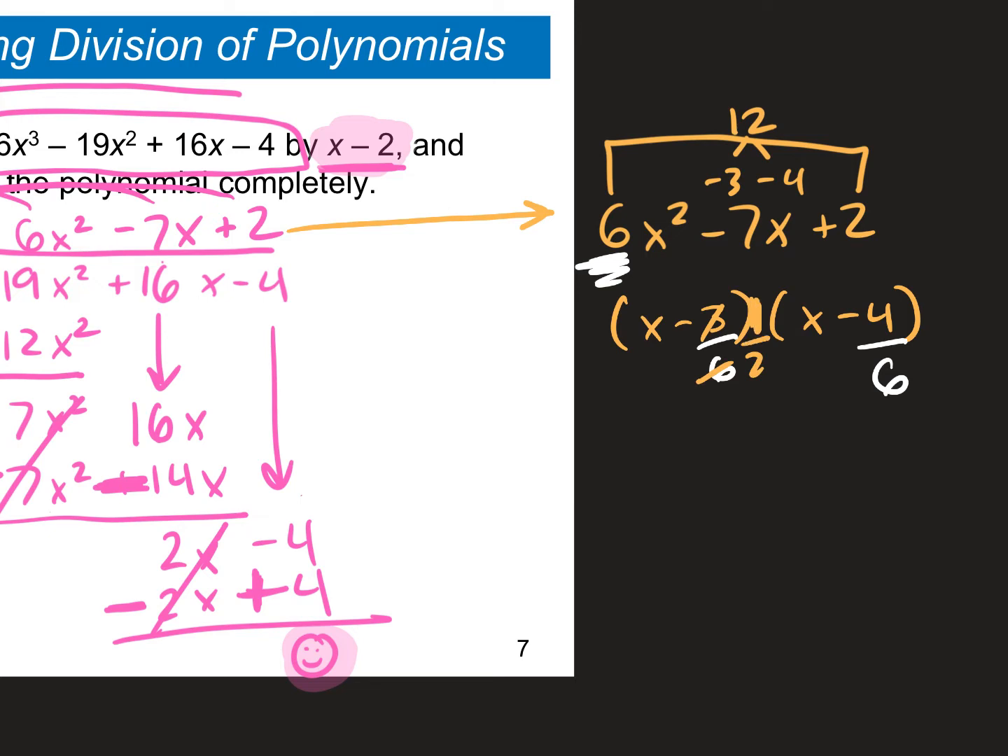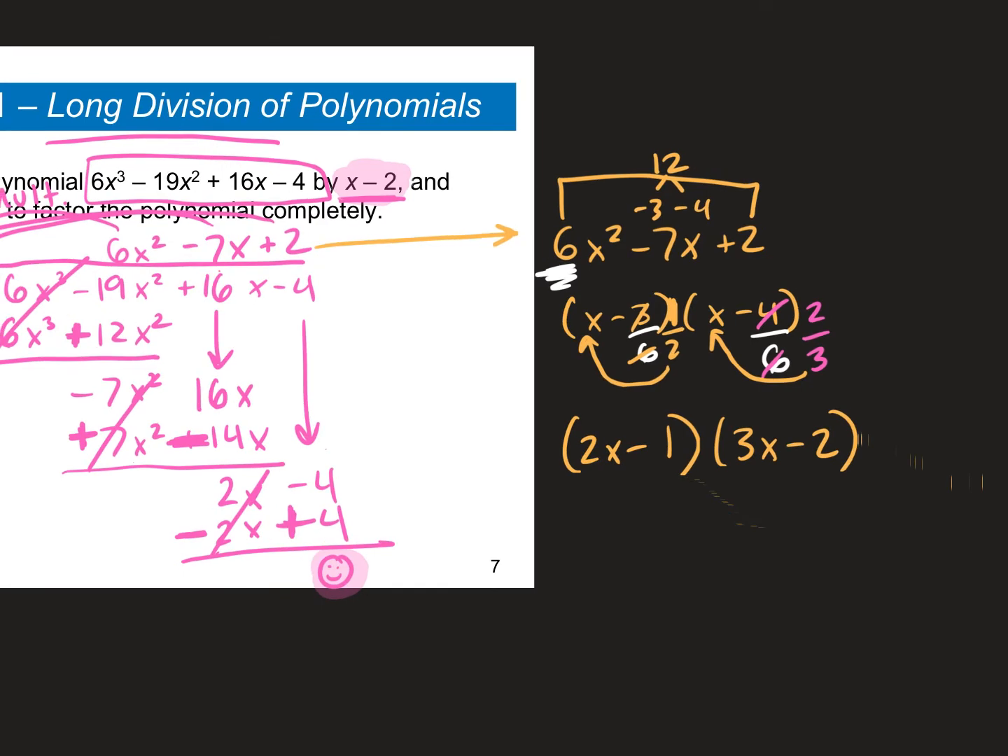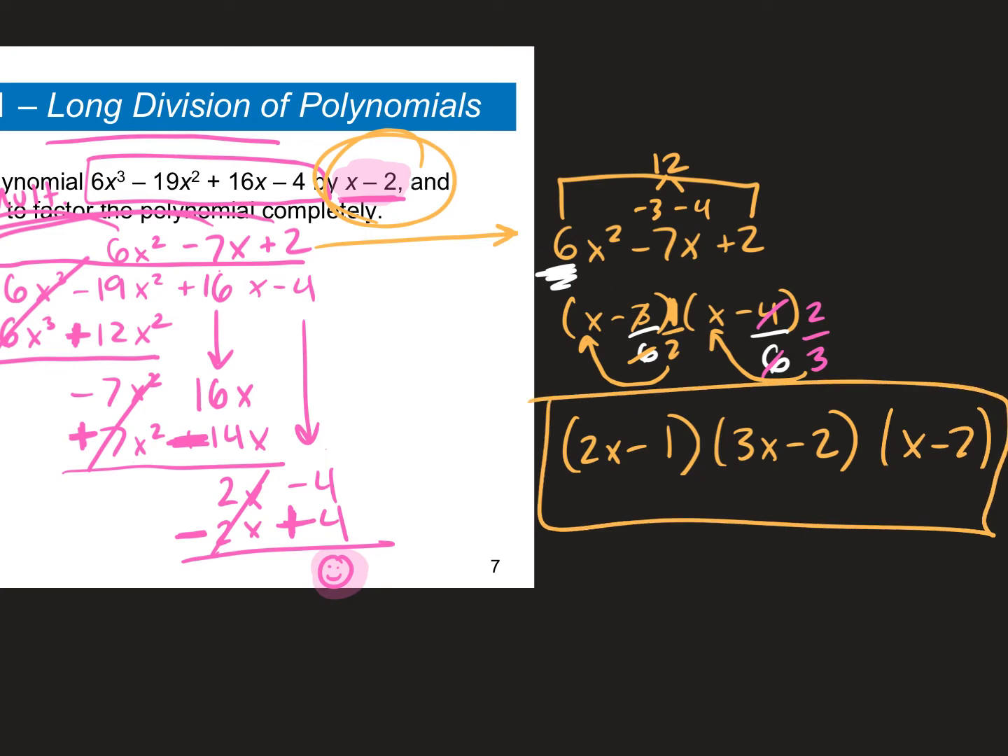And if the denominator still doesn't simplify, what do I do with it? Move it in front of the x. So this is now 2x minus 1. And then same thing with the 4 over 6. I can divide them both by 2 and make it 2 over 3. And what do I do with the denominator? Put it in front of the x. So this would be 3x minus 2. So 2x minus 1, 3x minus 2, and x minus 2 are all factors of my polynomial here.